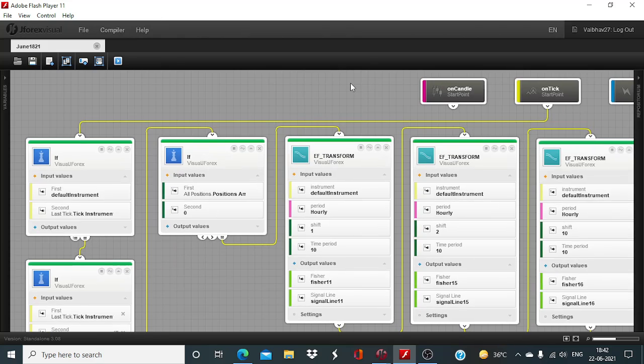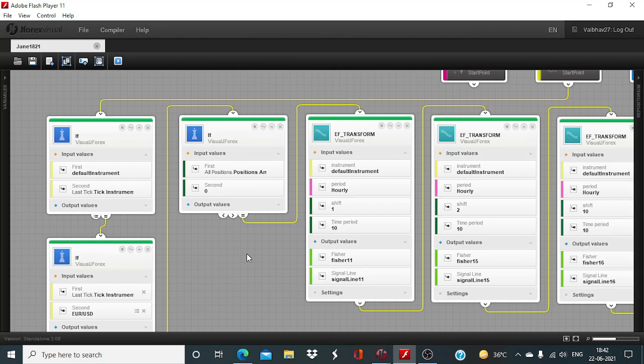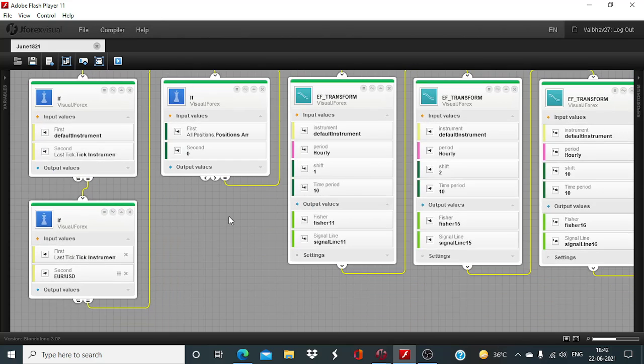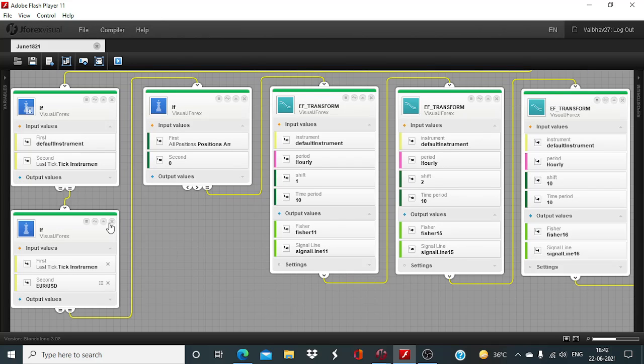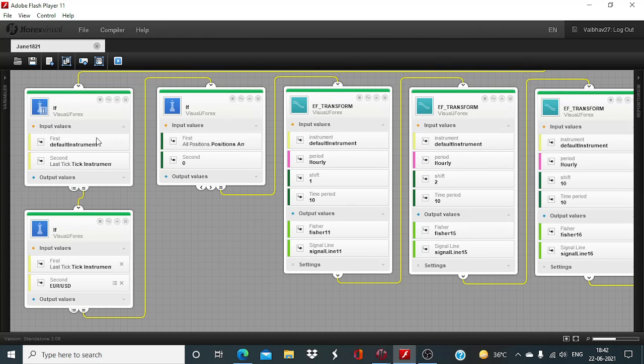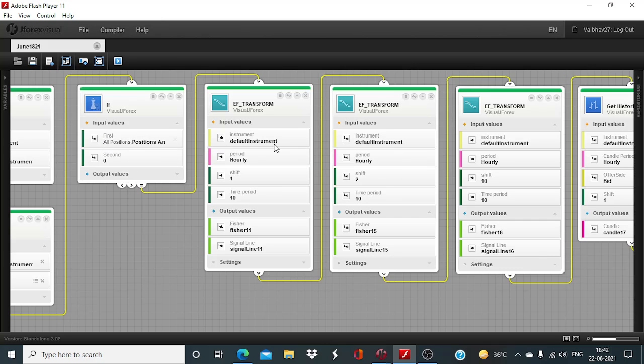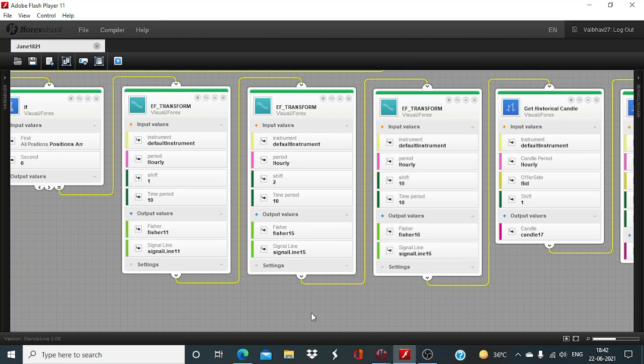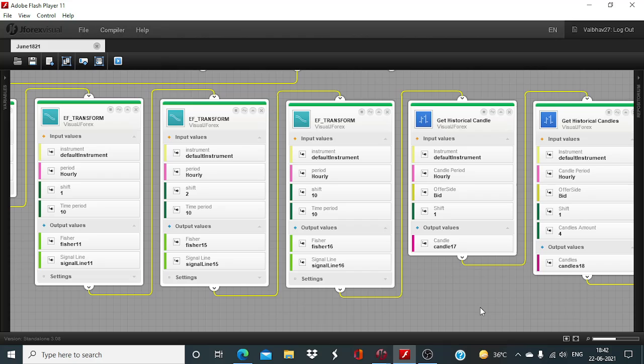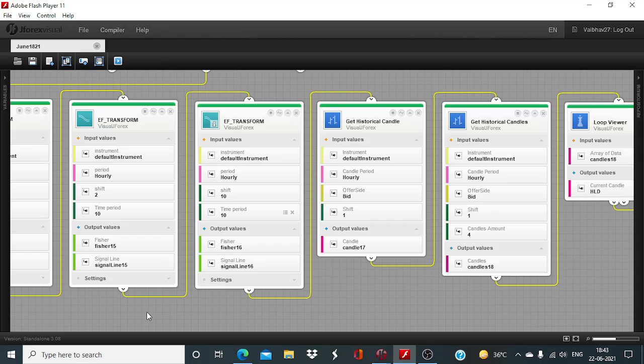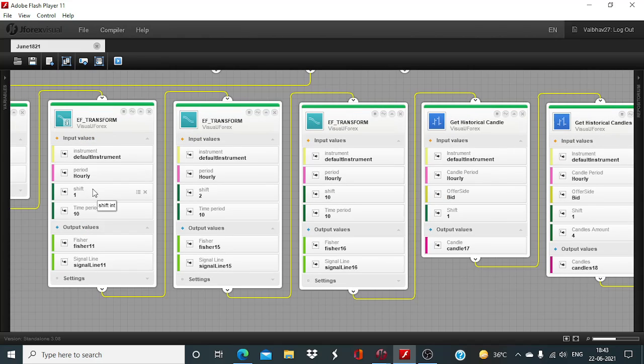This is the Visual JForex board, which has been developed by the Dukascopy Bank SA. The setup includes this instrument subscription. The default instrument is being matched with the instrument of choice, which is Euro USD. Position amount was defined at 0. Then I got these EF transform blocks of the hourly time period, and the total time period for calculating the EF transform is 10. This is the default setup. Only change is here. The shift value is different for all these three blocks.